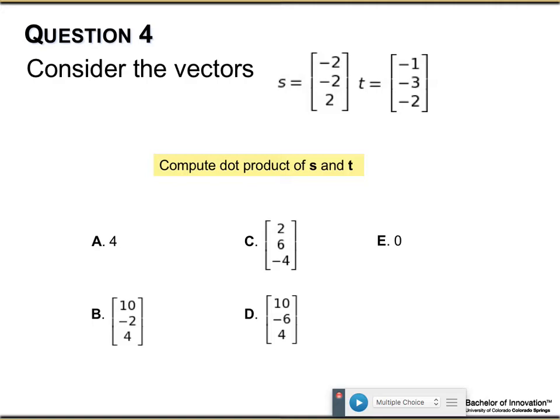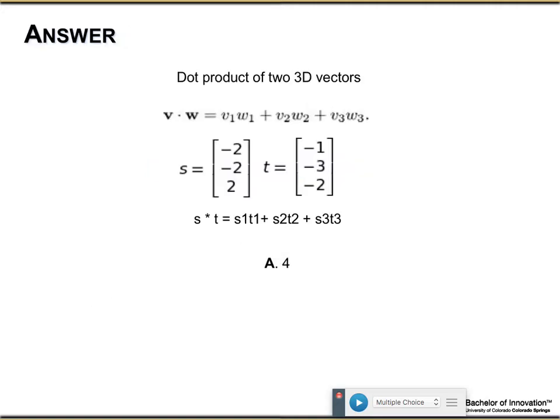Cross products and matrix products produce bigger things. So only A and E were in the running. And if you do the math, it's really just the product of -2 times -1 plus -2 times -3 plus 2 times -2, which add up to 4.